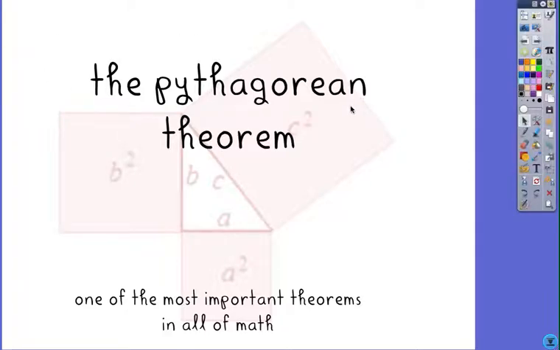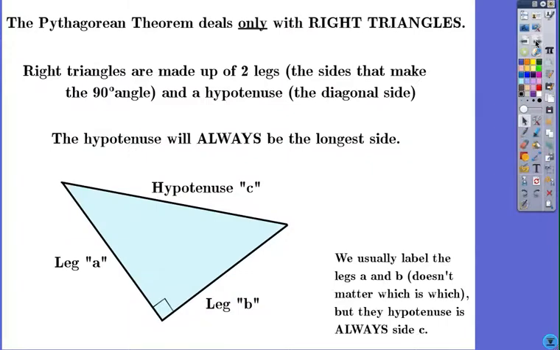Okay guys, today we're going to start talking about the Pythagorean theorem. The Pythagorean theorem is one of the most important theorems in all of math. So later on we're going to study some offshoots of the Pythagorean theorem such as the distance formula. The Pythagorean theorem deals only with right triangles. It does not apply to any other type of triangle other than a right triangle.